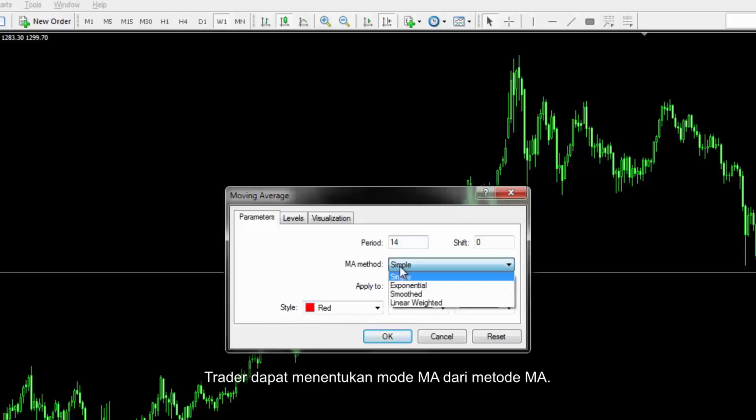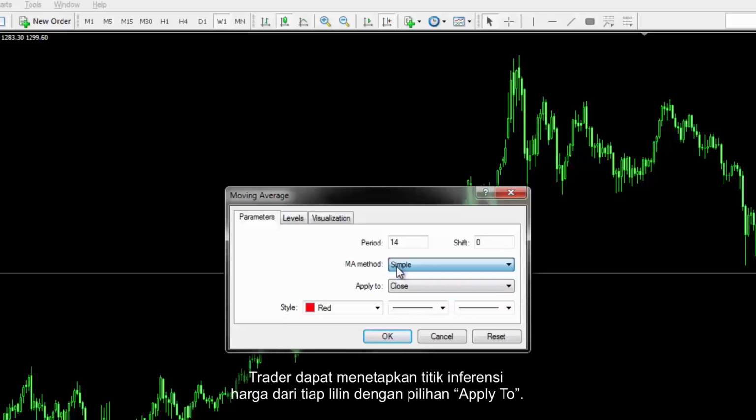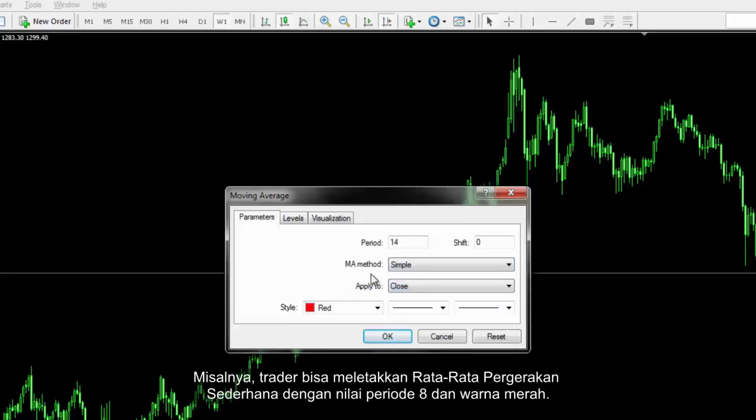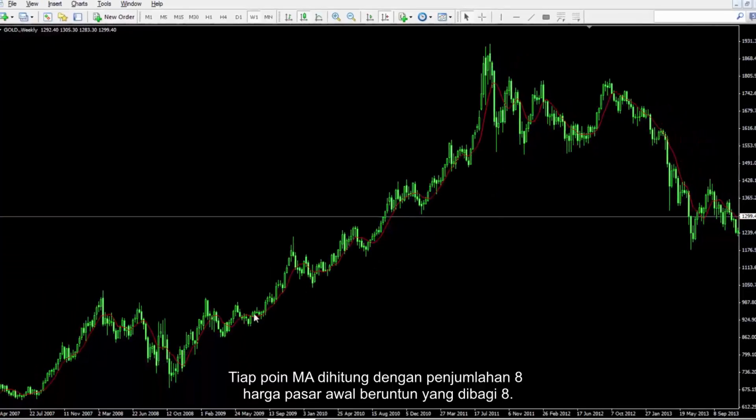A trader can determine the MA mode from the MA method. A trader can define the price inference spot of each candle by applying to option. For instance, a trader can place a simple moving average with a period amount of 8 and a red color. Each point of MA is calculated by the summation of 8 consecutive earlier market prices divided by 8.